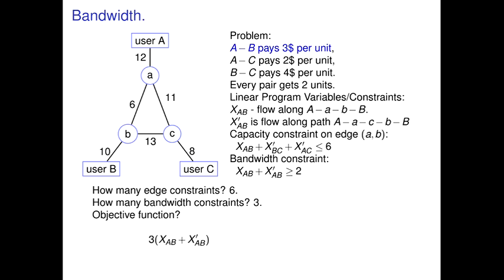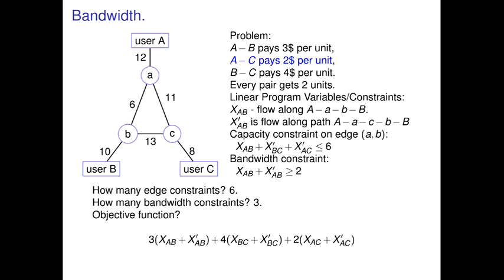Okay, so AB pays $3 per unit. How many total units are sent between A and B? Well, however much is sent on the direct path plus however much is sent on the indirect path. That's the total amount of bandwidth you're providing to this pair AB, and you get $3 for each. And you get $4 for all the bandwidth between B and C, the direct path and the indirect path, and you get $2 for every unit of bandwidth between A and C. And again, the amount of bandwidth you send is the amount you send along the direct path plus the amount you send on the indirect path.